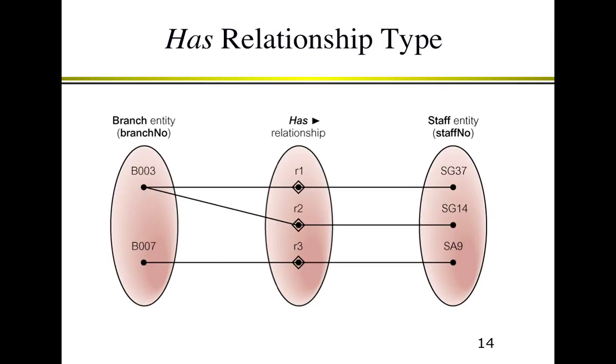This is not an entity relationship diagram. This is for illustrative purposes. What is this showing? This is actually kind of a cool diagram, though. We have two, going back to the students taking the classes, and we had two teachers. Well, here we have two branches, Branch B003 and B007, and we have a has relationship. There are three different relationships in here, and they're associated with three different staff.